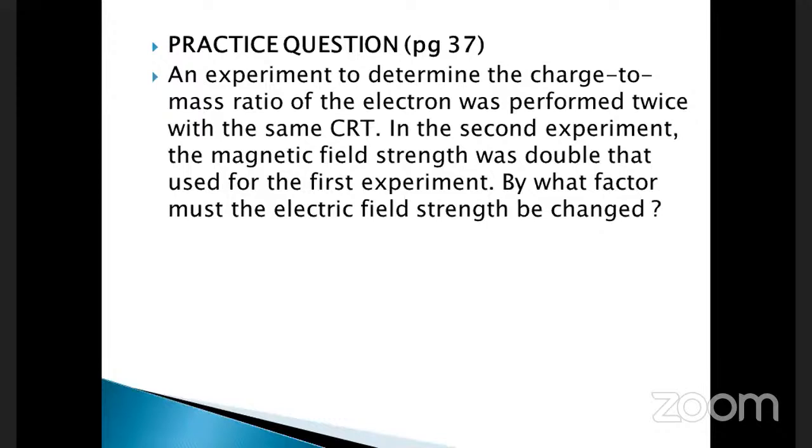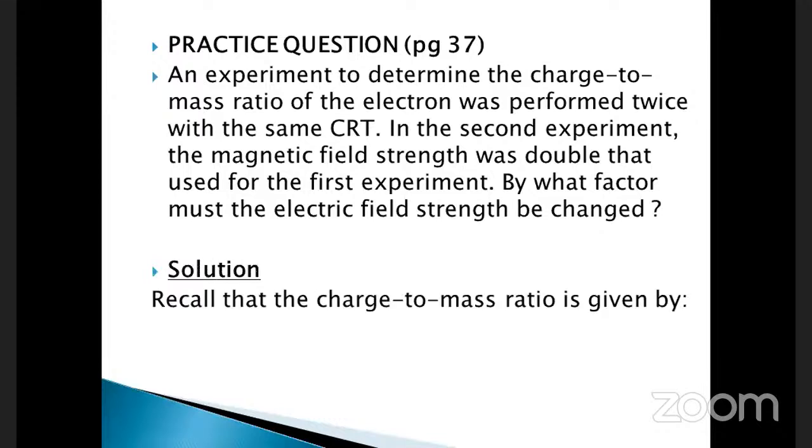So in one experiment, he used a particular amount of electric field and magnetic field. In the second experiment, this scientist doubled the magnetic field strength that was used in the first experiment. So by what factor will the electric field strength be changed? Let's be patient to see the solution.